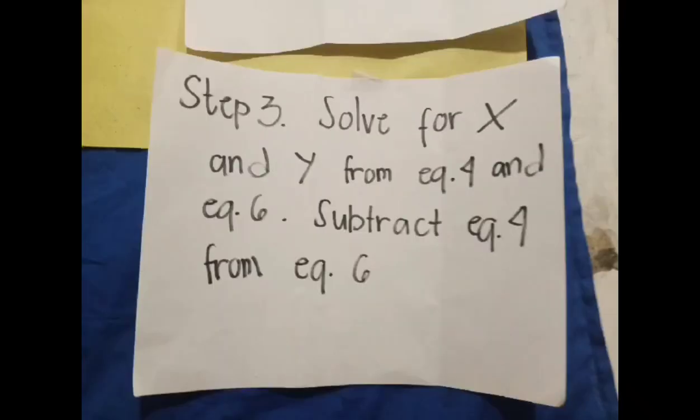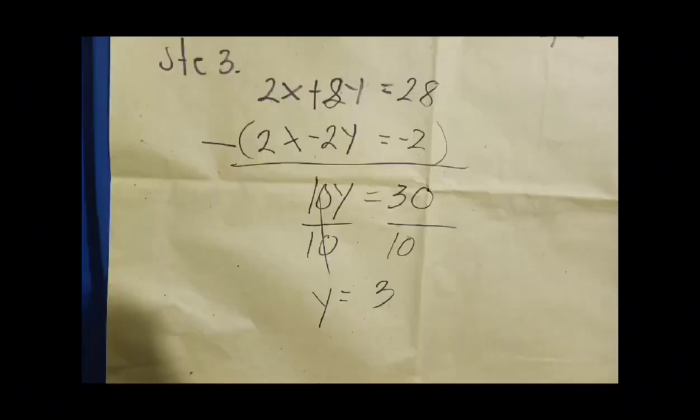So proceed to step 3. Solve for x and y from equation 4 and equation 6. Subtract equation 4 from equation 6. So copy equation 6, which is 2x plus 8y equals 28, and then equation 4 is 2x minus 2y equals negative 2.